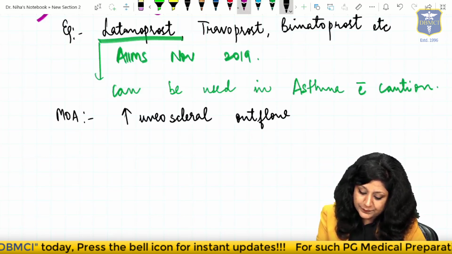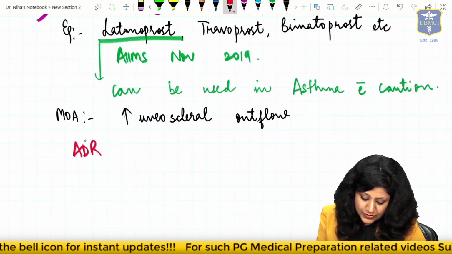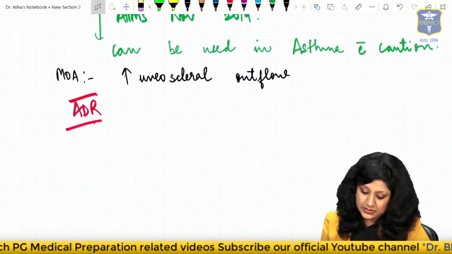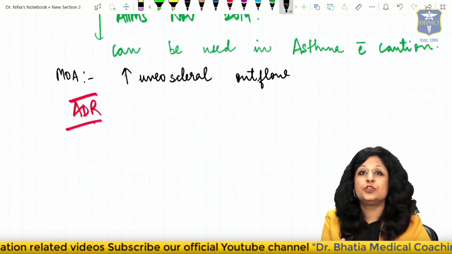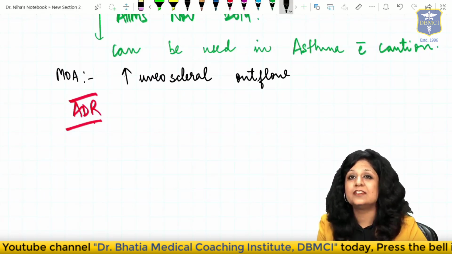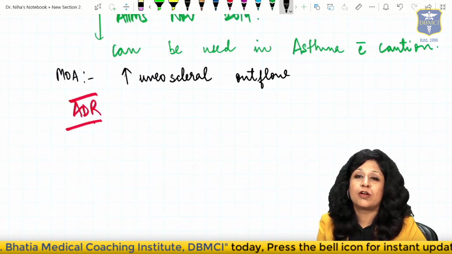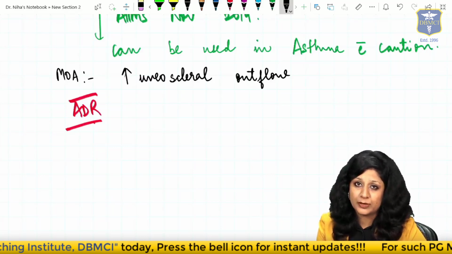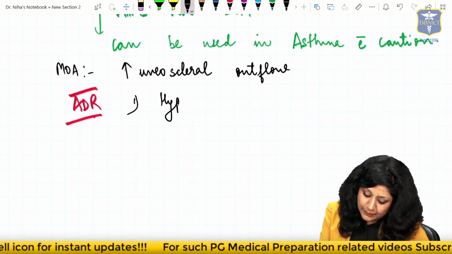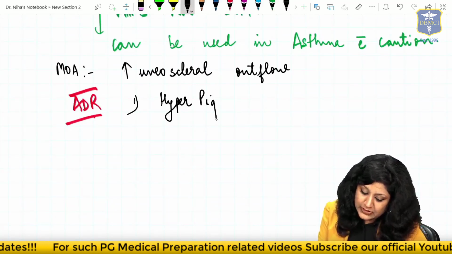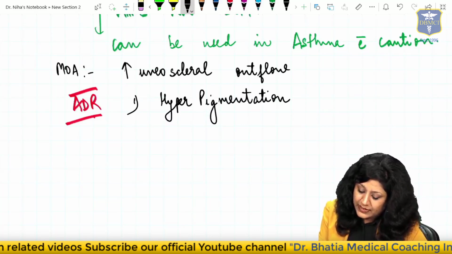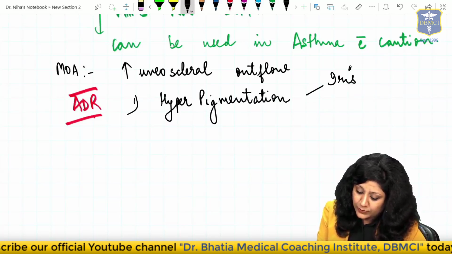And what are the different adverse reactions of these prostaglandin analogs? Now, this is very important. These adverse reactions are the reason beta blockers are still used more commonly, even though prostaglandin analogs are now the drug of choice. The first thing is that they are causing the hyperpigmentation. The first important thing is the hyperpigmentation. This hyperpigmentation is occurring in the iris also, right?